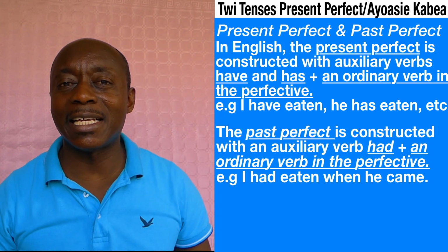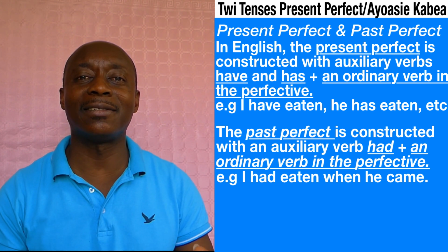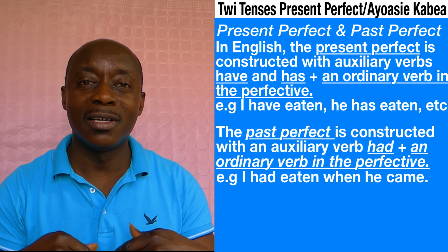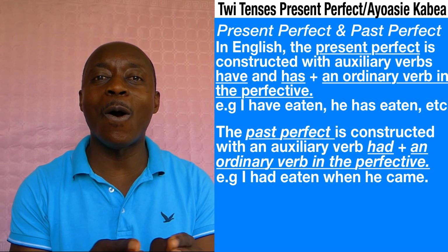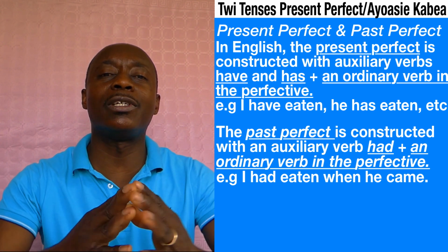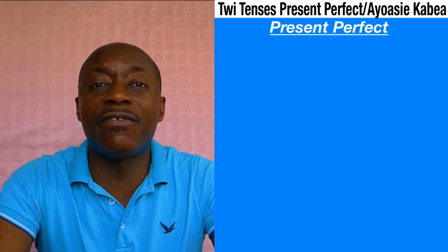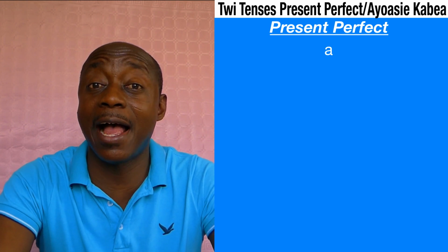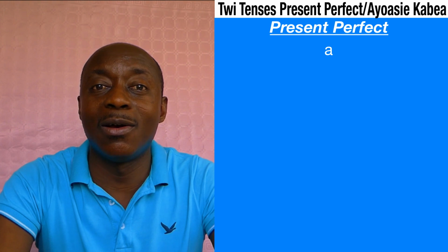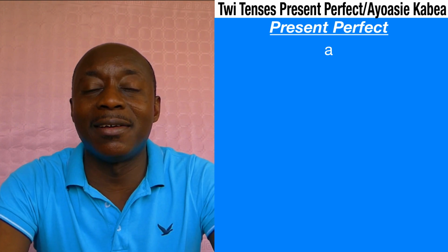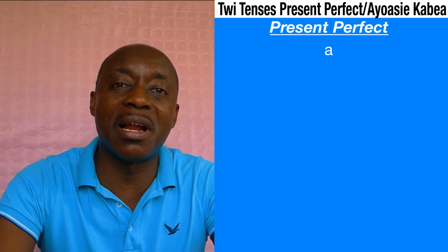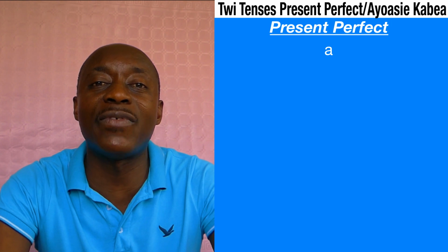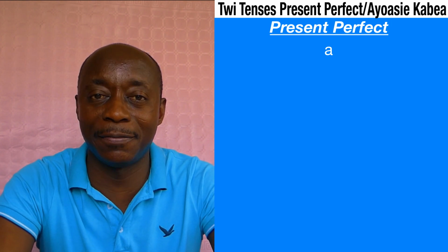In Twi, we have similarity. So let's take one verb and see how we can turn it into past perfect or present perfect. But let's start with the present perfect. With present perfect in Twi, the verb is prefixed with a. All of the verbs. Whether you're going to match it with a singular pronoun or plural pronoun, first person, second person, or third person, the verb is prefixed with a.